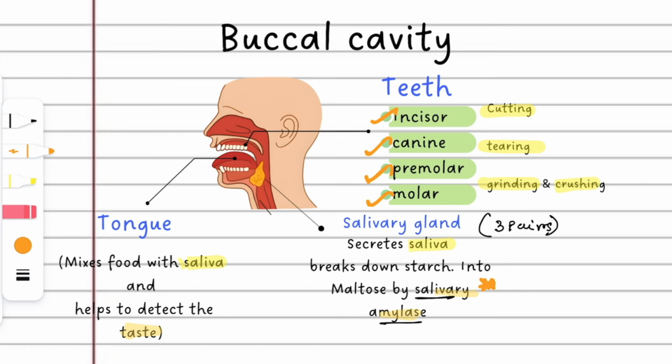Now the bolus that is formed inside our mouth. So how does this bolus form? Bolus forms with the help of the broken food.